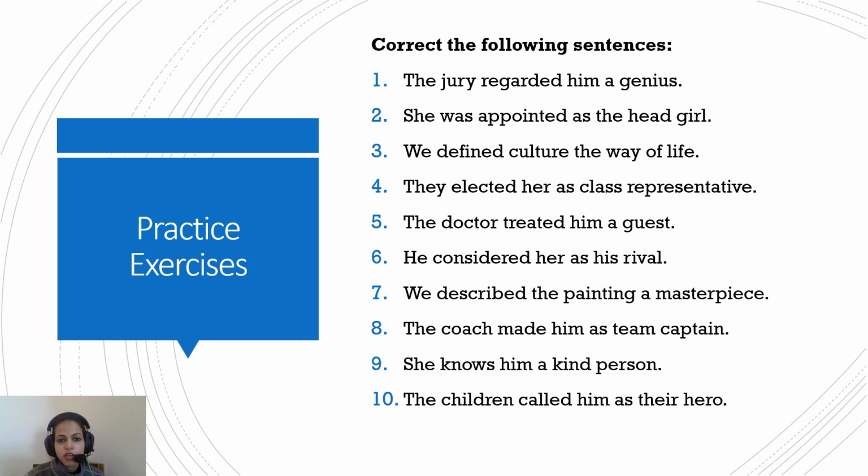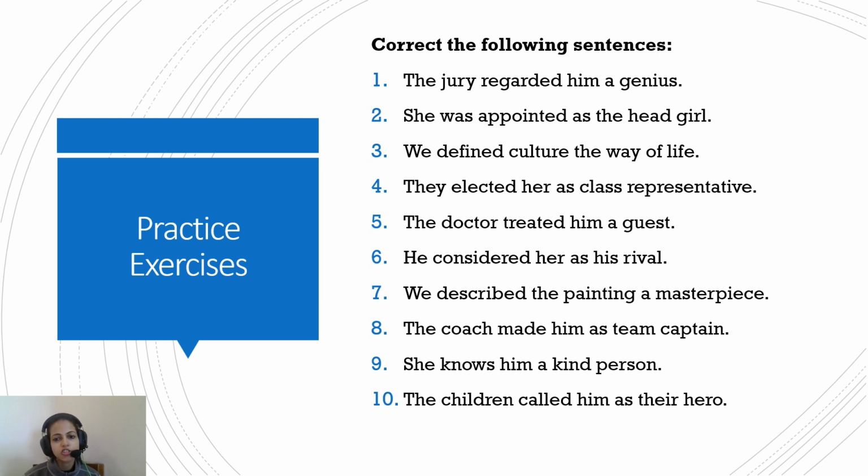Okay, let's see. The first one says, the jury regarded him a genius. With the word regarded, it's sort of a description, so we'll use the word "as". The jury regarded him as a genius. She was appointed as the head girl. The word appointed itself is complete. It's giving the complete meaning. So there is no use of "as" in the statement. So, she was appointed the head girl.